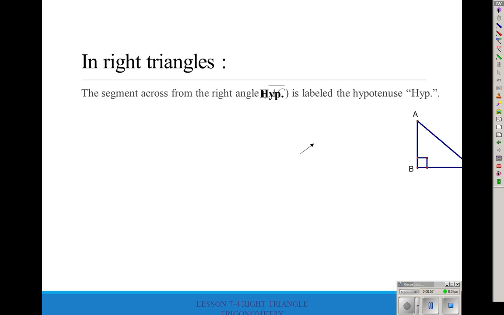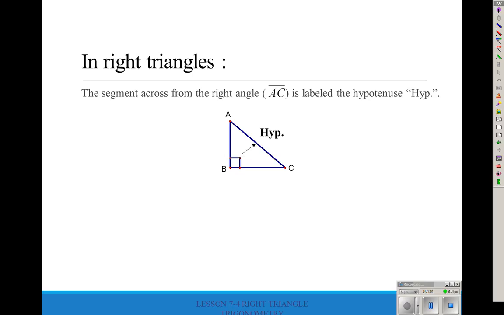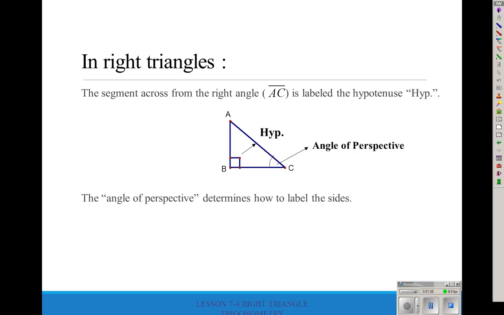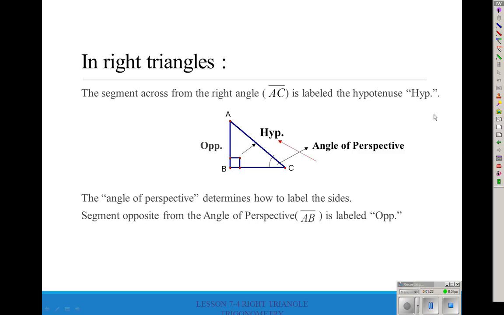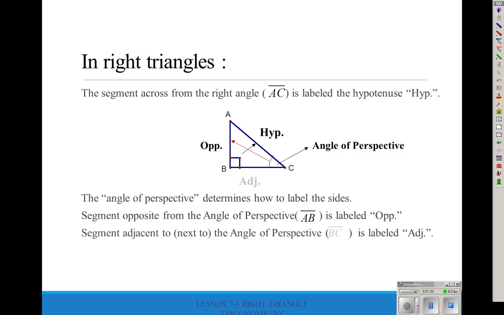In right triangles, just remember that the segment across from the right angle is the hypotenuse. And then we're going to be dealing with an angle of perspective. It's one of the acute angles. Based on which angle of perspective we're using, it determines how we name the other sides. The side that's opposite the angle of perspective, we call the opposite side. And then the leg that's next to the angle of perspective, we call the adjacent side. So we have the hypotenuse across from the right angle. The opposite is across from the angle of perspective, and the adjacent is next to the angle of perspective.